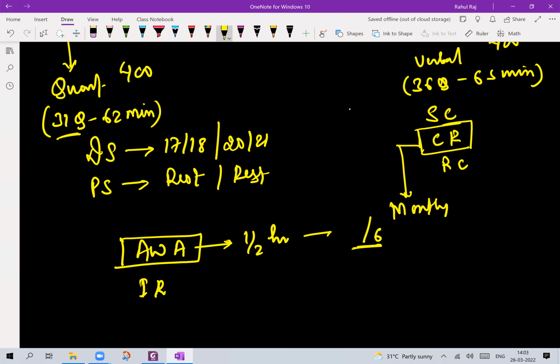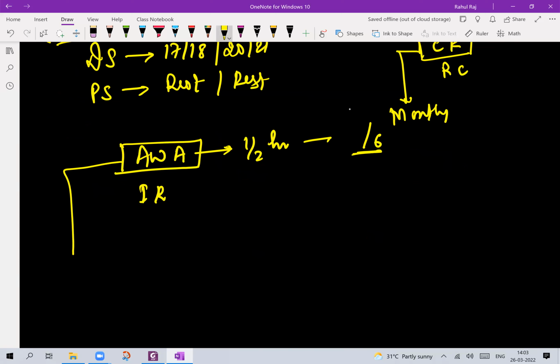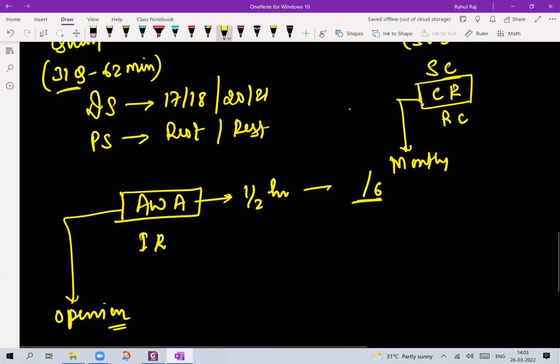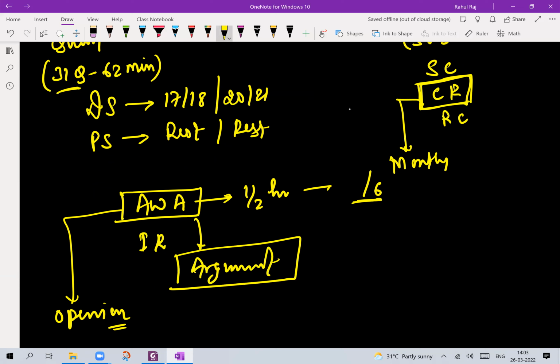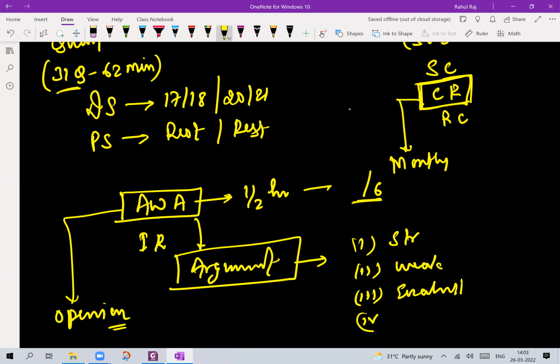AWA is nothing but an essay writing section, but I would not say it's technically an essay writing section. At the end of the day, you need to put down your own opinion. An argument is given to you, and based on your reading of the argument, you need to put down your opinion in 4 paragraphs. In one paragraph, you try to strengthen the argument. In the second paragraph, you try to weaken the argument. In the third paragraph, you try to evaluate the argument. In the fourth paragraph, you give your own assumptions to the argument. It will be hardly 3 or 4 lines per paragraph.